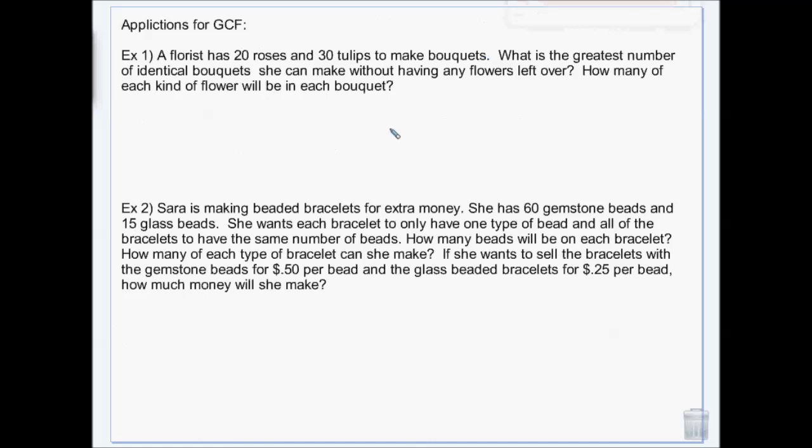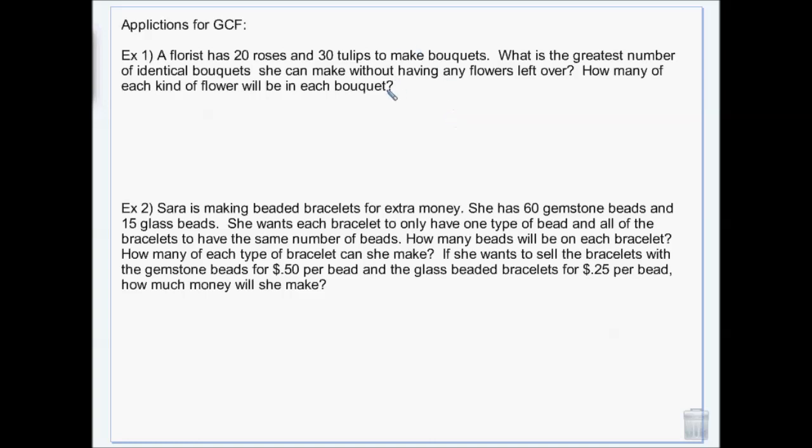What is the point? Okay, so I am a florist. I have 20 roses, I have 30 tulips, and I want to make bouquets. And I want them all to be the same, identical bouquets, because it's Valentine's Day coming up, right? So I want to make identical Valentine's Day bouquets with these flowers. I don't want to have any flowers left over. So I need to figure out how many of each flower I put in the bouquet.